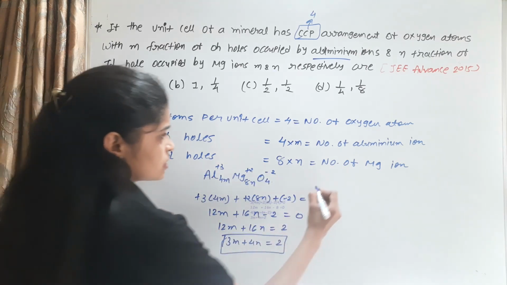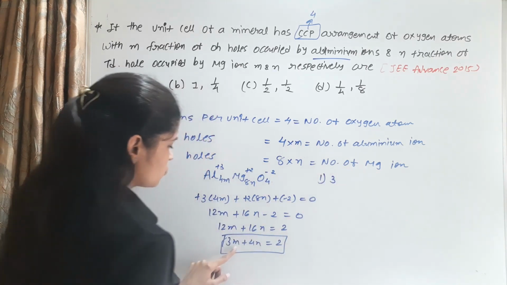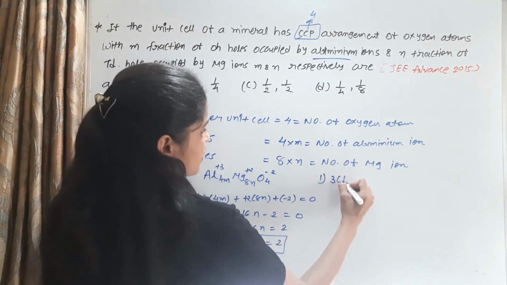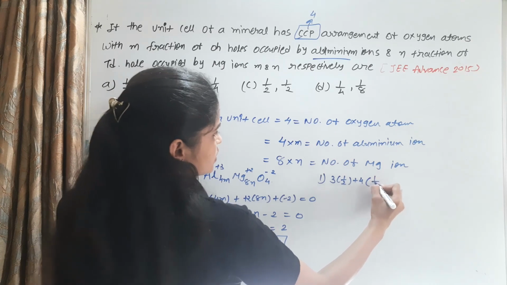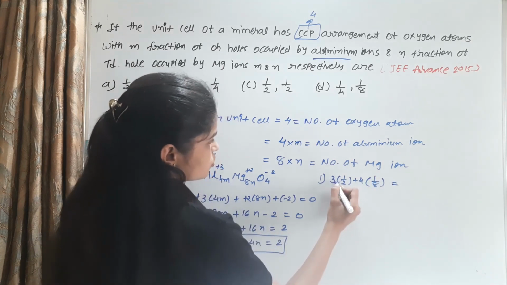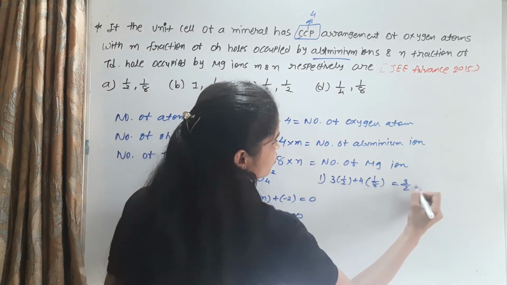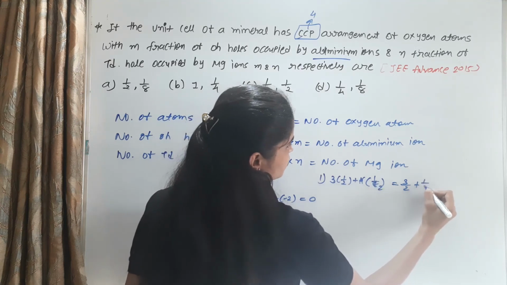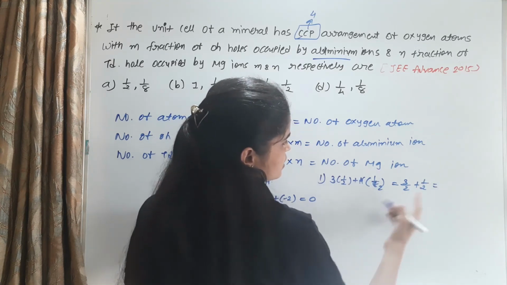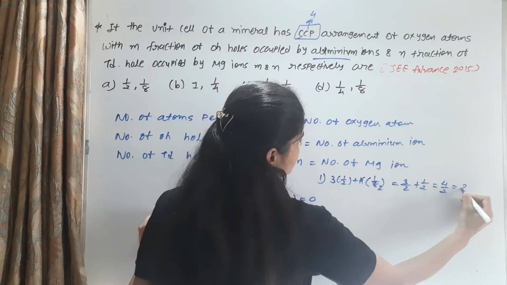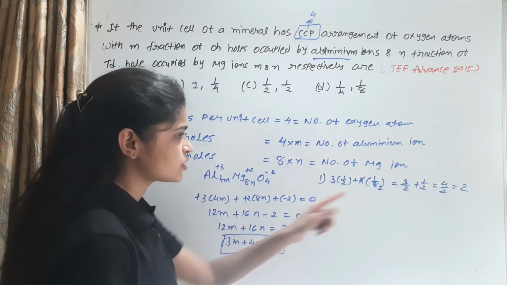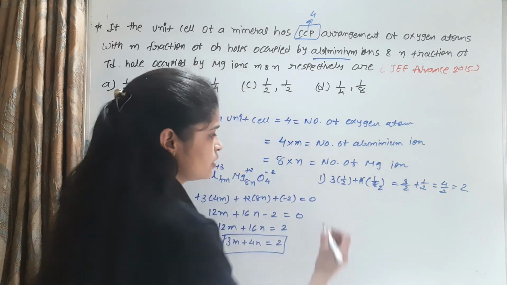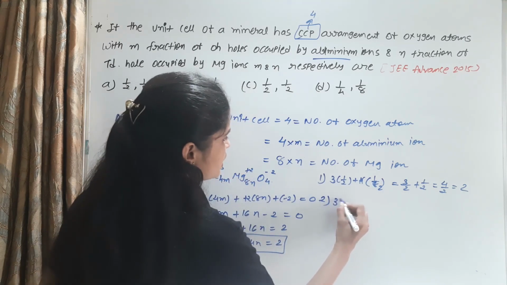First option: 3 into M value 1 by 2, plus 4 into N value 1 by 8 put in this equation. So this is 3 by 2 plus 1 by 2, that is 4 by 2. It gives the answer 2. This is the right option: 3M plus 4N is equal to 2. That gives 2.